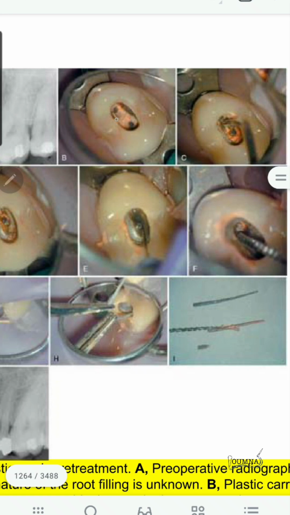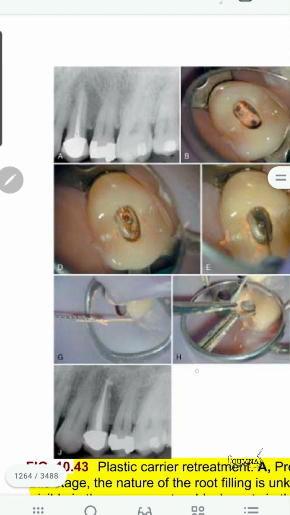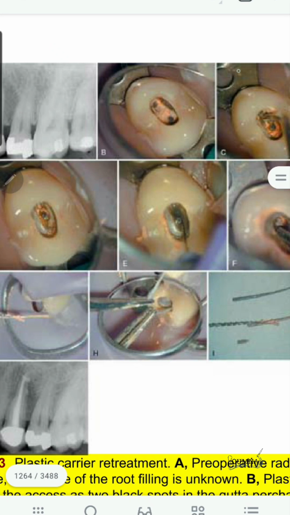We first remove the gutta-percha around these carriers, and then we flood the space with the chloroform, and we start inserting the manual headstrom file beside the carrier, and we proceed deeper slowly by doing a clockwise motion until we feel that there is some movement. Then we pull the headstrom file upward.